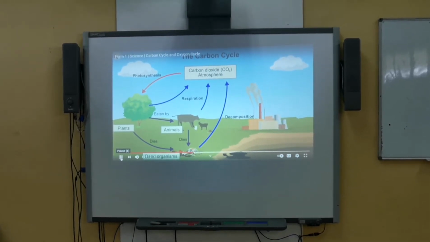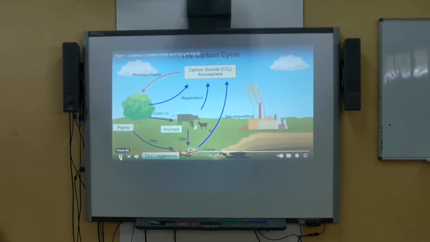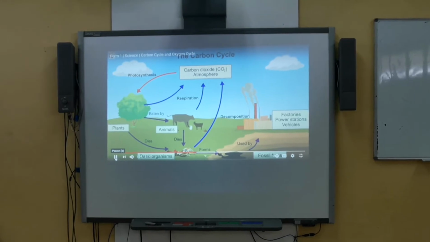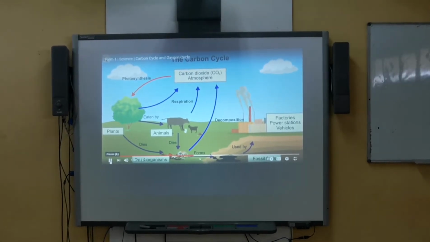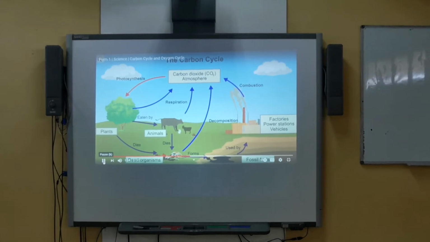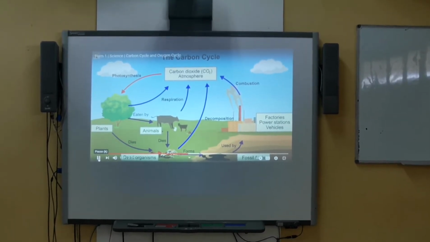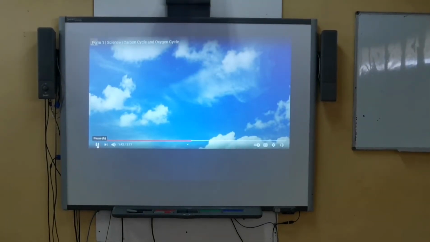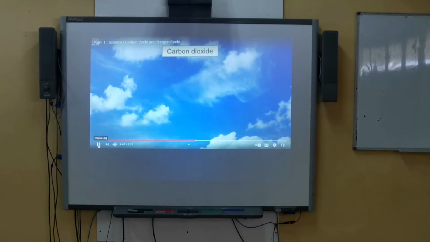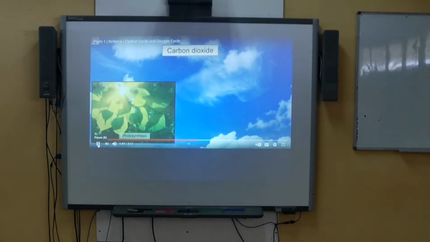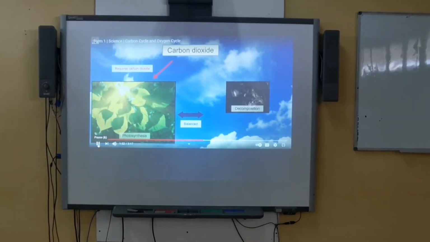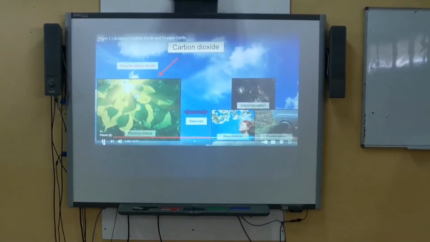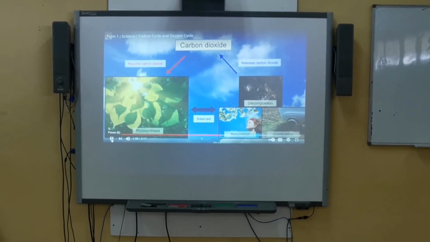in their entire lifetime. Over a long period of time, the bodies of dead organisms become fossil fuels, which are used by factories, power stations, and vehicles. The combustion or burning of fossil fuels also releases carbon dioxide into the air. In summary, the amount of carbon dioxide in the atmosphere is maintained when photosynthesis, which is a process that requires carbon dioxide, is balanced by decomposition, respiration, and combustion, which are processes that release carbon dioxide.